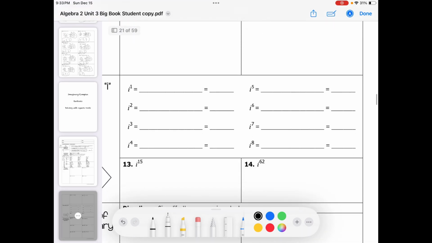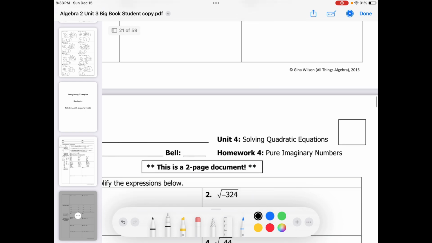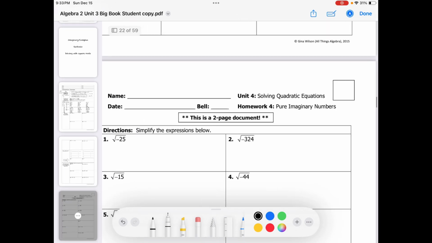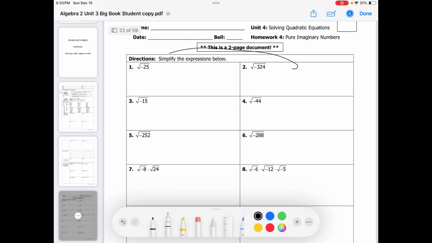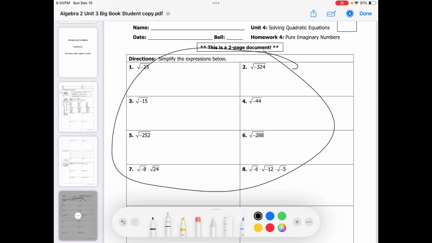What I want you to do is go down to the assignment where it says Unit 4, Homework 4, Pure Imaginary Numbers. And I want you to do the first 8 problems. So just the first 8, and then you can move on to the next video. If you have any questions or anything or need help, let me know.